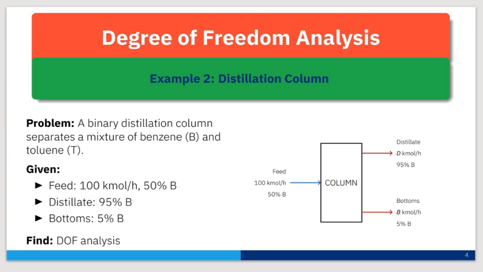The diagram shows our column with a feed stream coming in and two product streams leaving. The lighter component is called the distillate and the heavier component is called the bottoms. So we have labeled the unknown flow rates D and B.